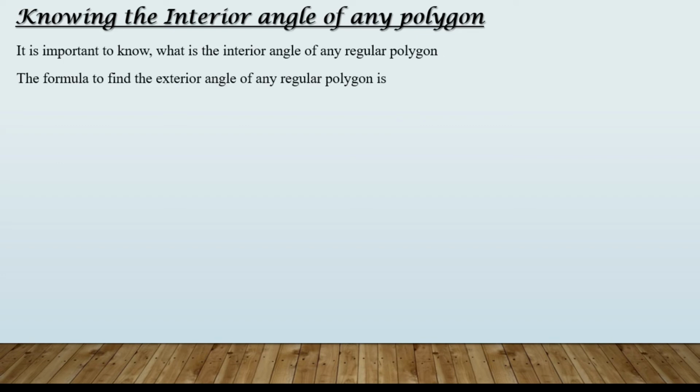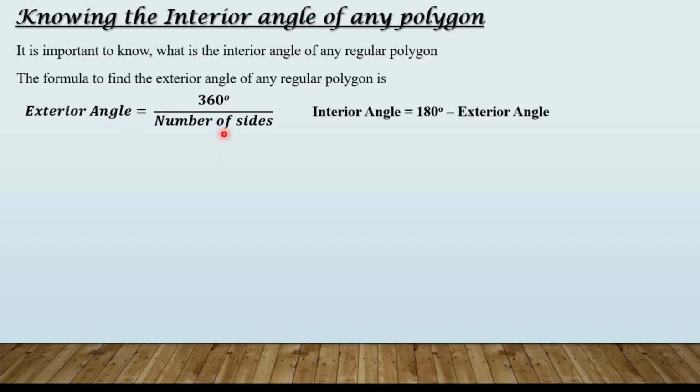the given regular polygon. That's why we have a formula to calculate the exterior angle, and the exterior angle is given as exterior angle equals 360 degrees divided by the number of sides which we require in our regular polygon. Then interior angle will be calculated as 180 degrees minus exterior angle. Let us take a few examples for better understanding.